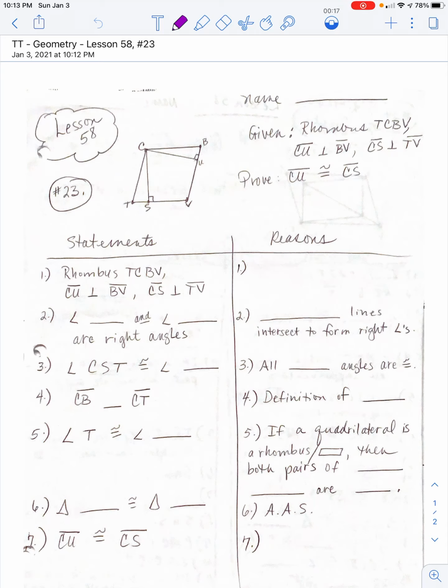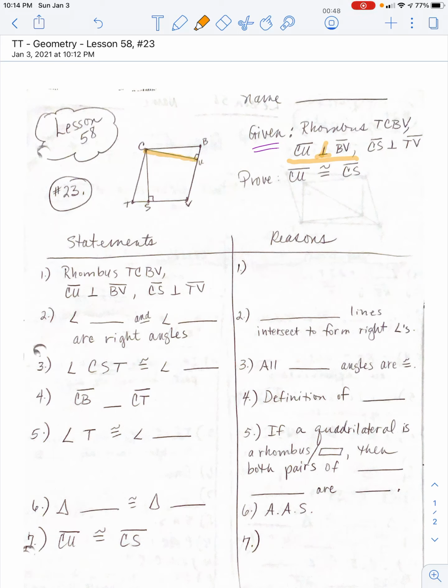Okay, so what we have here, according to our given information, is a rhombus. It's called TCBV. So we see the rhombus is here. If I highlight it, it's this part here. Remember, with a rhombus, all four sides are congruent. We are also told that you have a line segment, CU, which is perpendicular to BV. So CU is right here, and it's perpendicular.